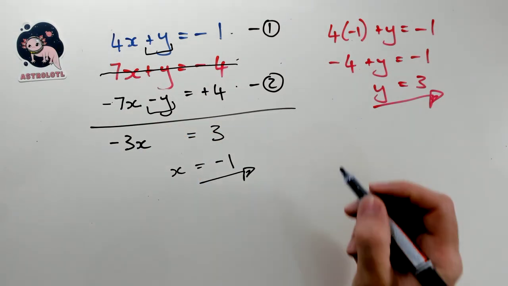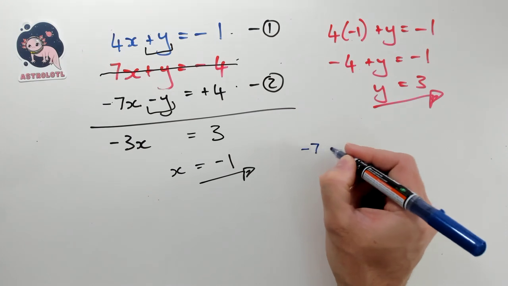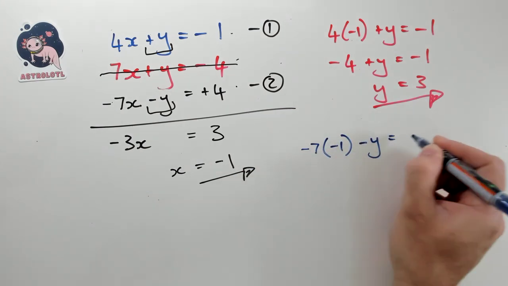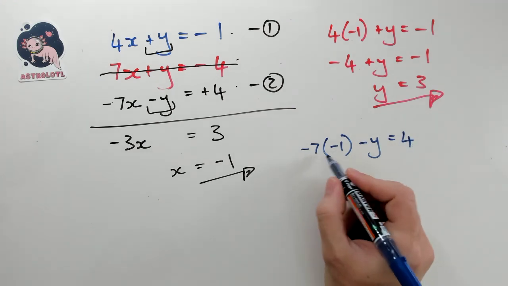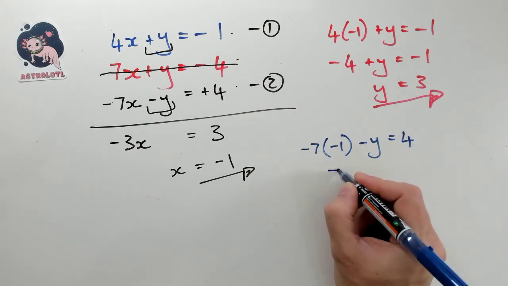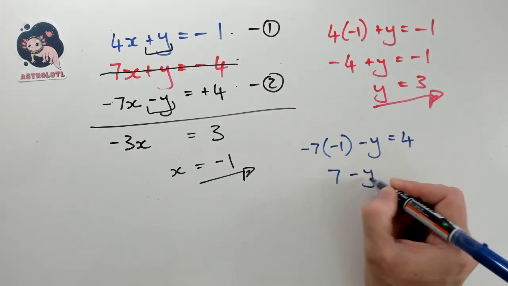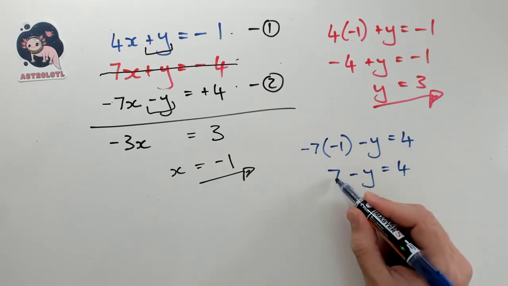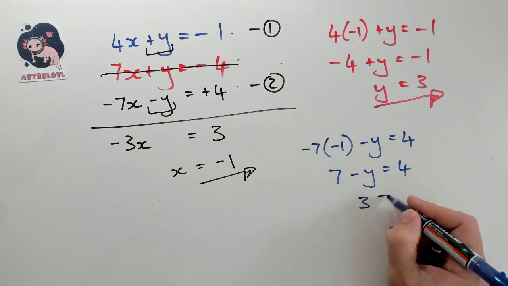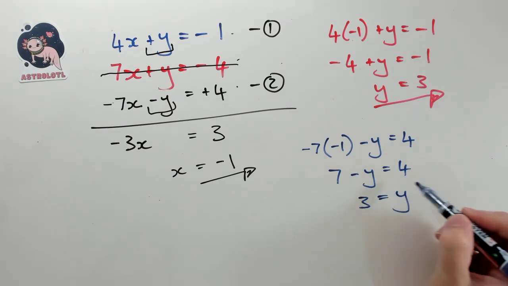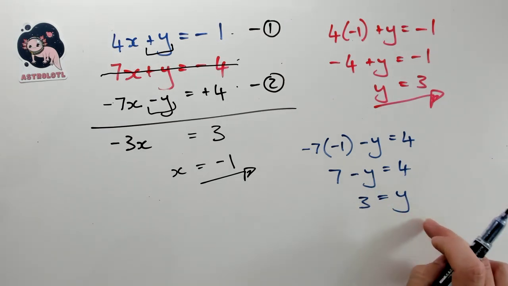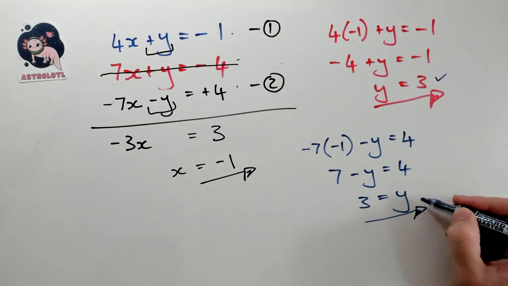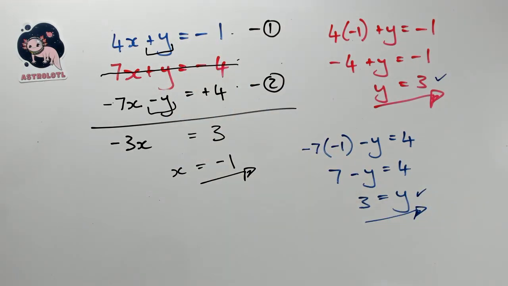Let's sub it in there and see if we get the same answer. Let's do the blue. So negative 7, and I put in a negative 1, and y is 4. Here I get positive 7 minus y is 4, and I move things around: 7 minus 4 is 3, equal to y. Basically I added the y on both sides, and I subtracted 4 on both sides. And you can see it's the same thing, because these equations are the same.